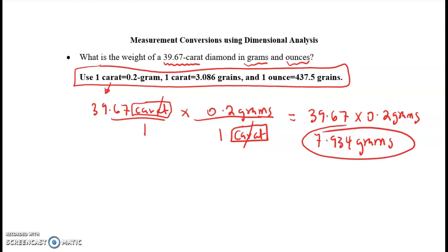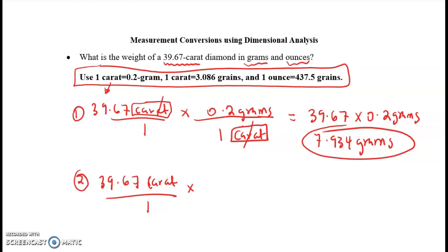Next, we're going to convert 39.67 carat in ounces. So the first step is to always begin with the initial measurement. You always want to express the initial measurement as a fraction over 1. So 39.67 carat over 1. And now we're going to pick an identity ratio that can help us move from carat to ounces.